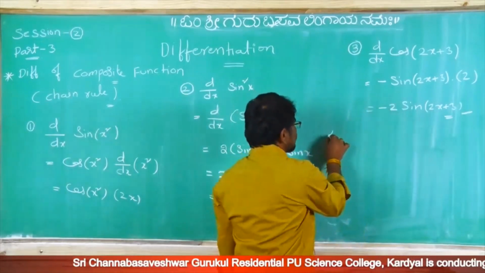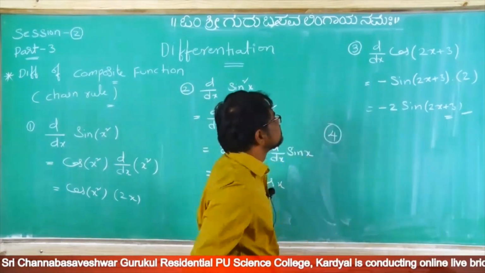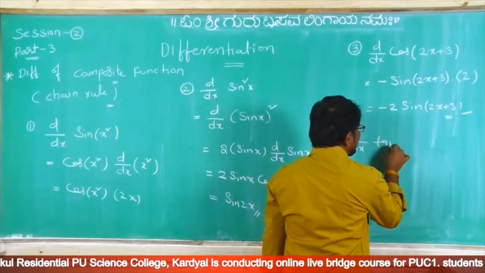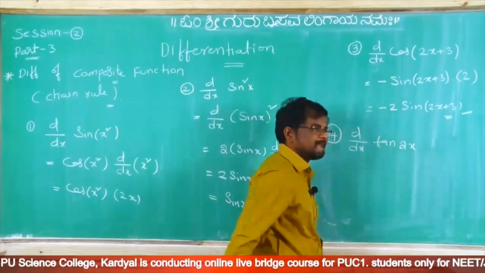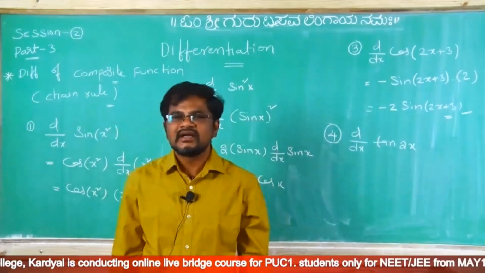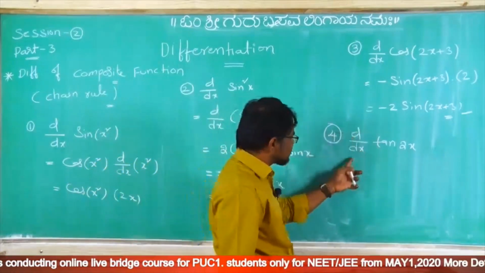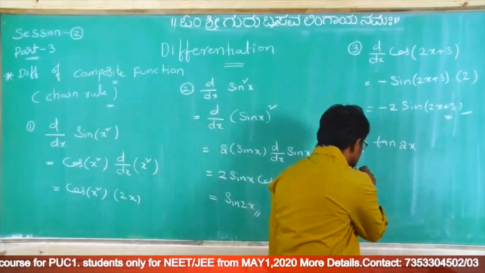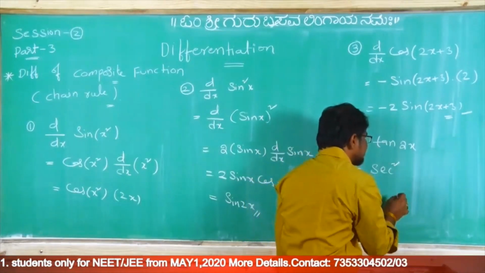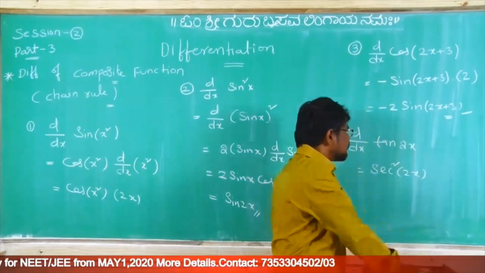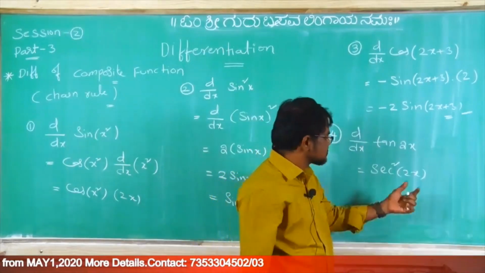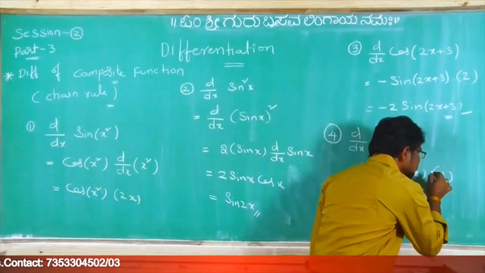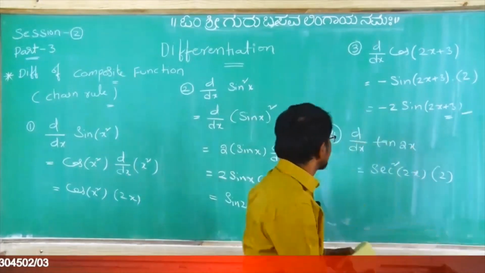Next, take one more problem. d by dx of tan 2x. What is the differentiation of tan x? Secant square x. So that is equal to secant square 2x. Again we have to do the differentiation of 2x. What is the differentiation of 2x? 2. So this is 2 secant square 2x. That's it. Next.